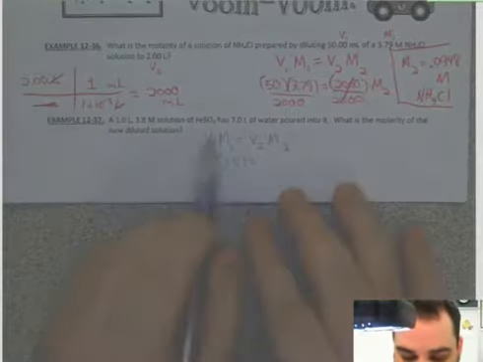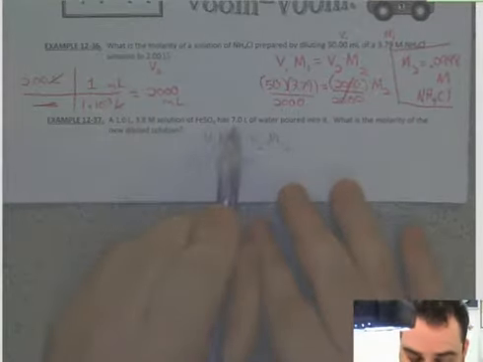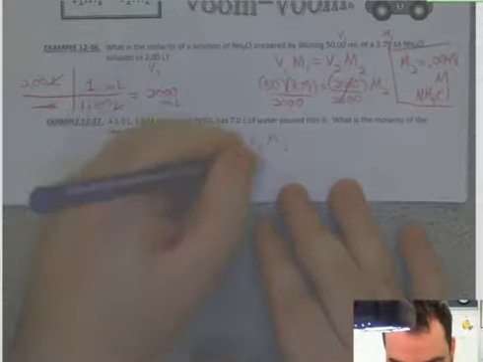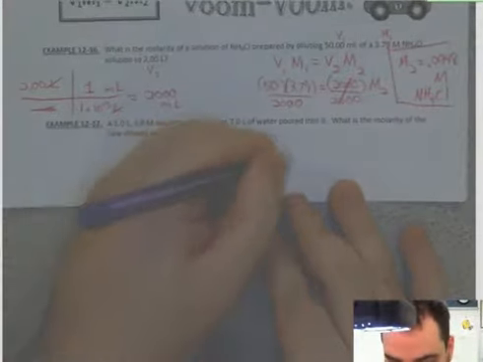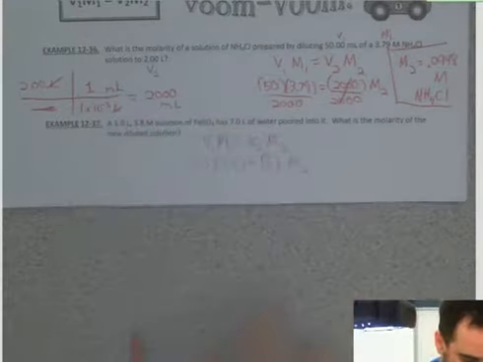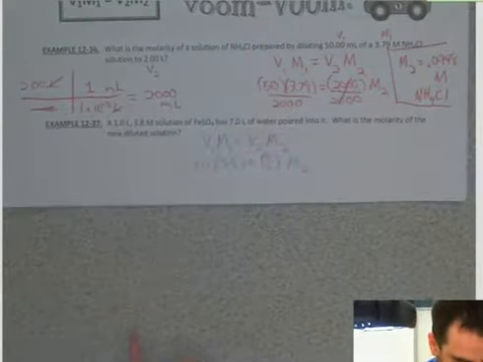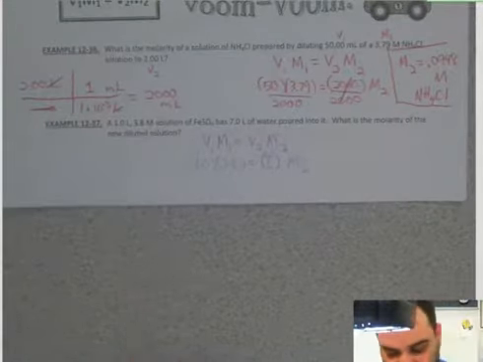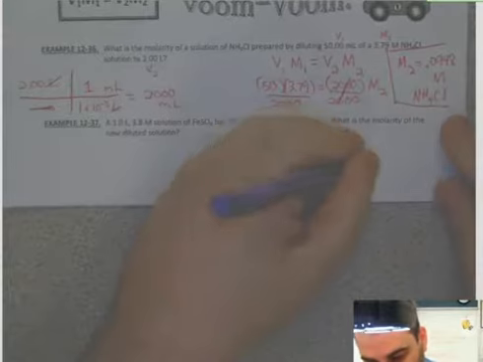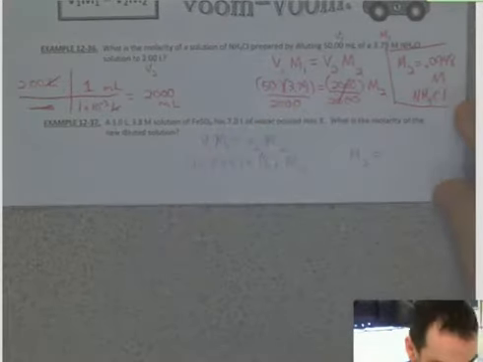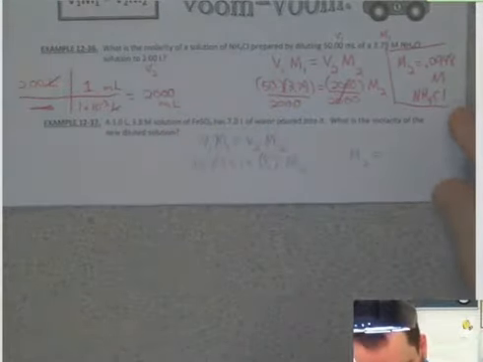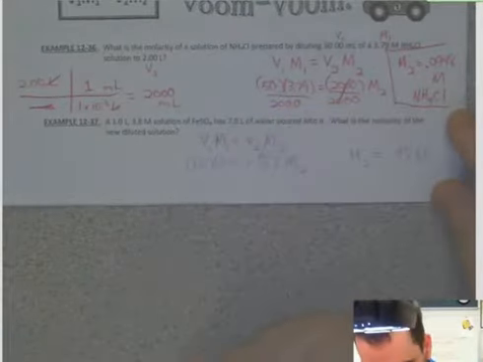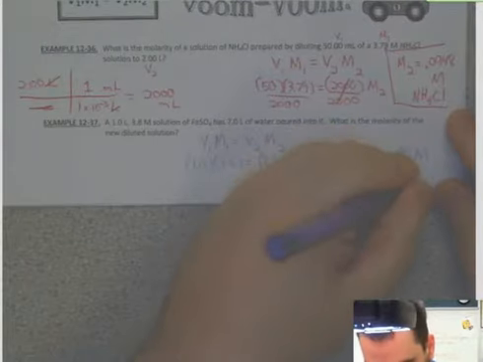It says 7 liters of water is poured into it. But you started off with 1 liter. So V2 here is actually 8. And then this is M2. So 1 times 3.8 divided by 8. M2 is equal to 0.48 if I round for sig figs. Molar. And I write down the substance, FeSO4.